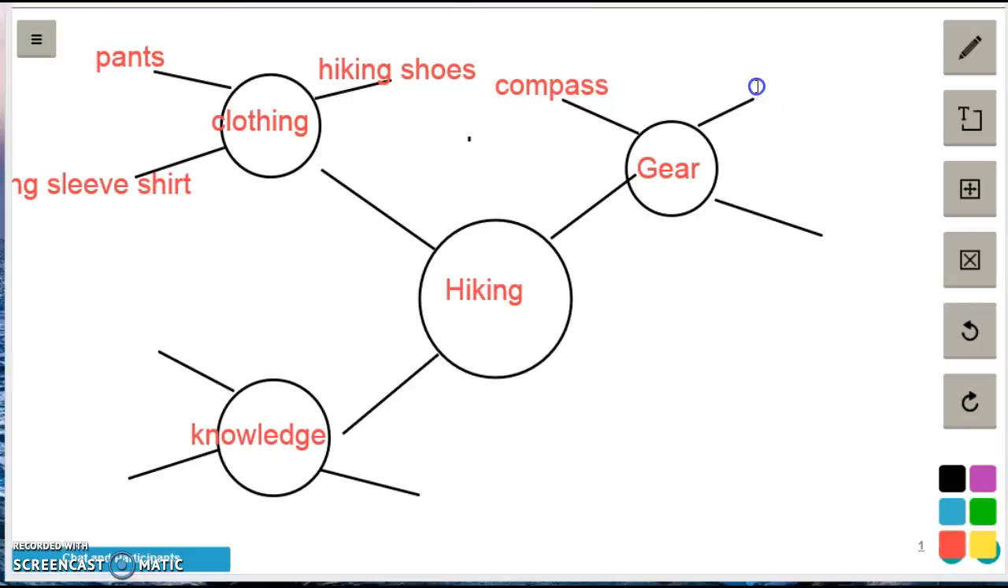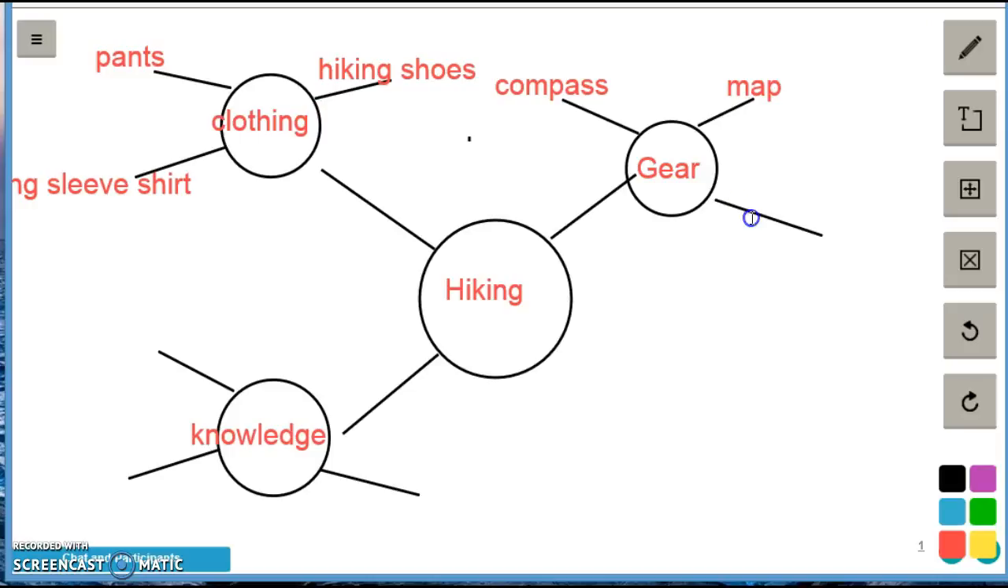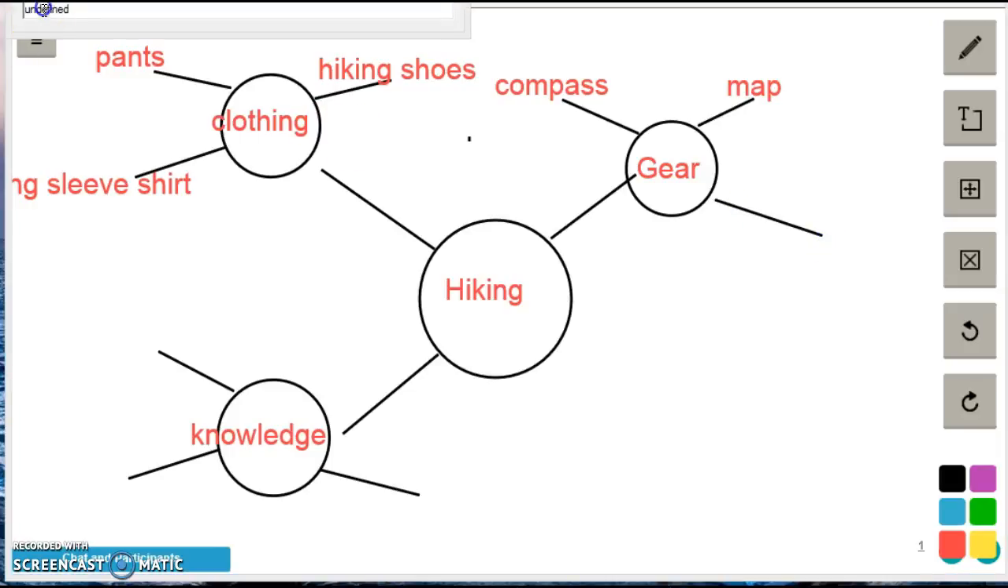For my gear, if I'm going somewhere unfamiliar, I'm going to need my compass. I know I'm going to need a map to help me read my compass. I'm going to need my walking stick in case I get hurt, to help me walk, or in case anything comes up where I need to defend myself against an animal.